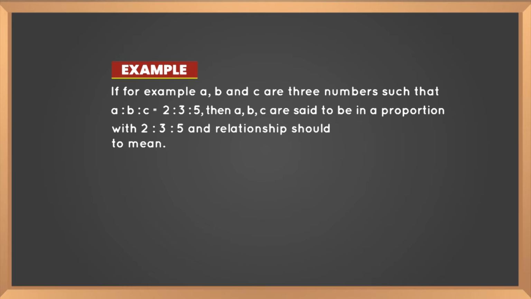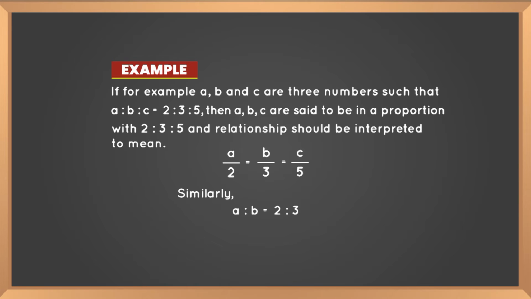And the relationship should be interpreted to mean A over 2 is equal to B over 3, which is equal to C over 5. Similarly, A is to B equals 2 is to 3, B is to C equals 3 is to 5, and A is to C equals 2 is to 5.